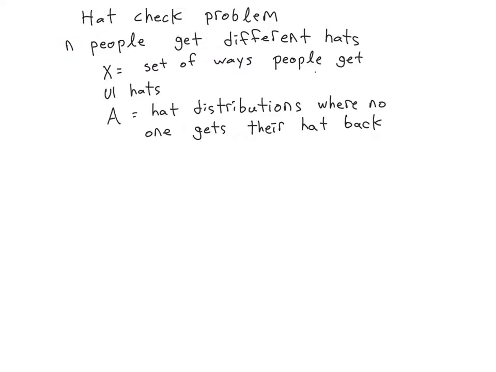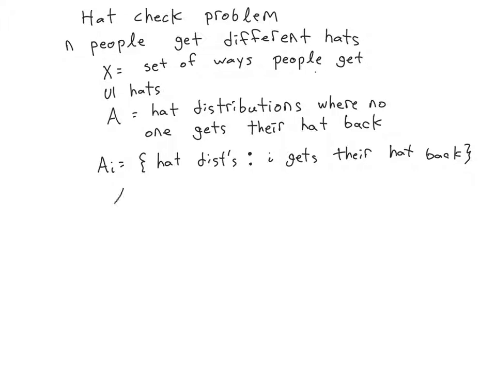So using set theory notation, we let X be the hat distributions, the set of ways people get hats back at the end of the night. And we're interested in this subset A, which are the hat distributions where no one actually gets the correct hat back. It's worth pointing out we're assuming that everyone's hat is somehow distinct. And we see that we can divide up the hat distributions into other subsets. For a given person i, we can let A_i be the hat distributions where i actually got their hat back.